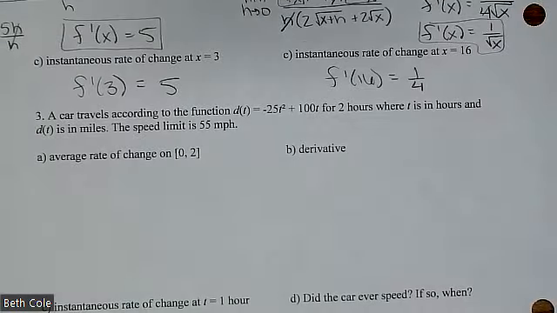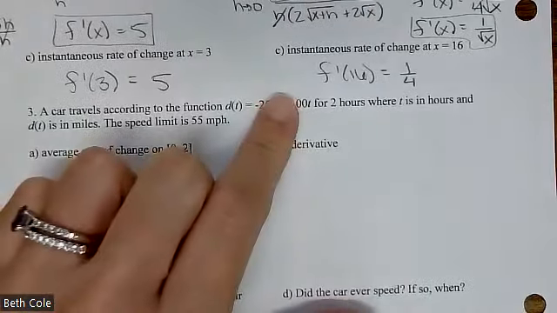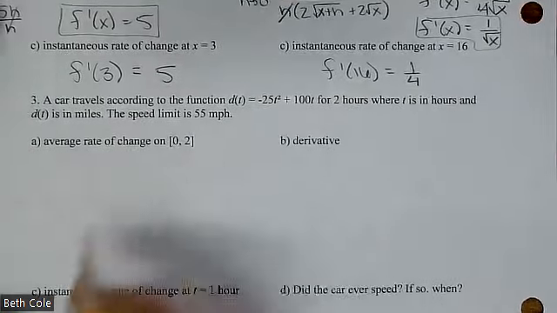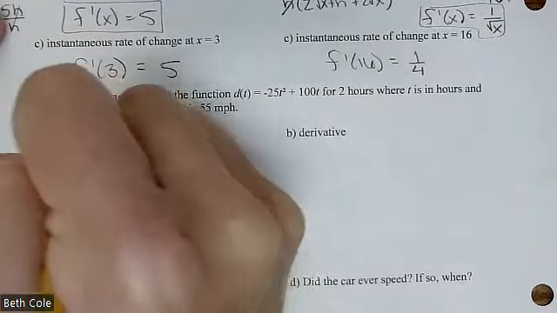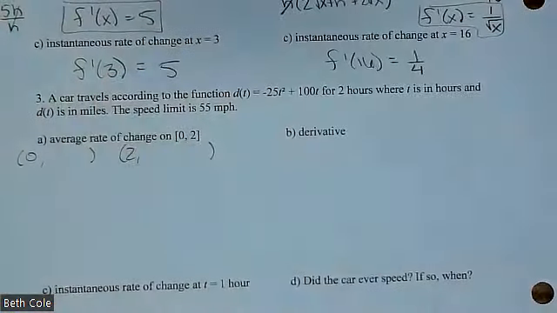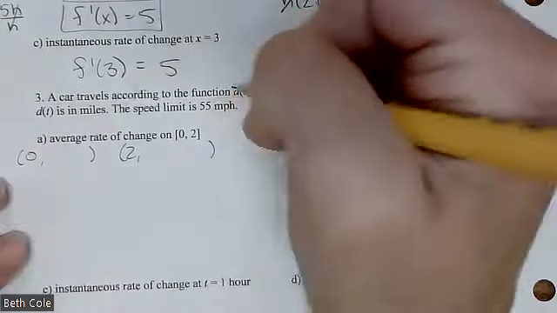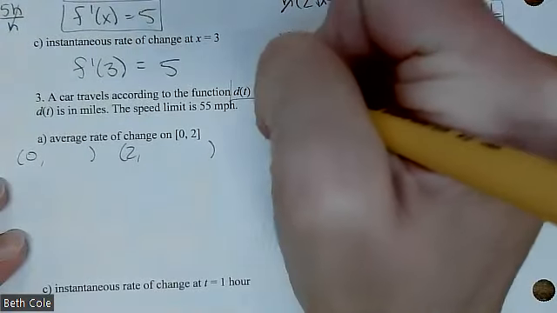Okay. So I made this one a story problem so we could have something to talk about. A car is traveling according to this function for 2 hours. So your interval is 0 to 2. Time is in hours, distance is in miles, and then it gave us a speed limit. Average rate of change on 0 to 2. Do not be too proud to list out your points. Again, if you mess up something simple, you're going to be upset. So just write it. What do you get if you plug in 0 to this thing?